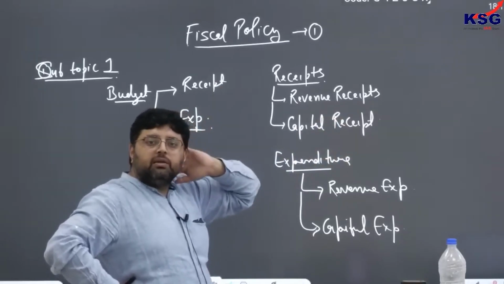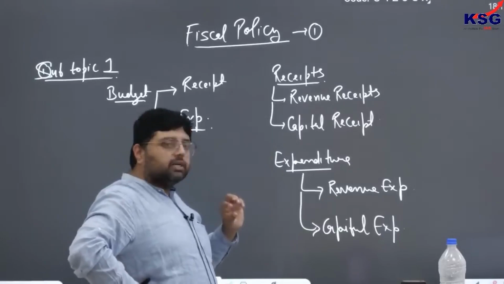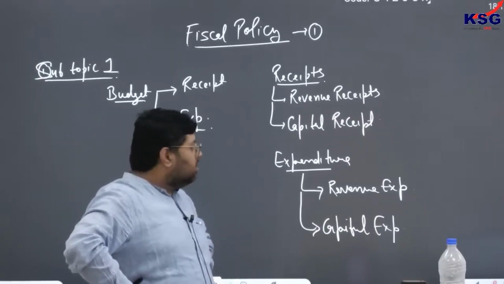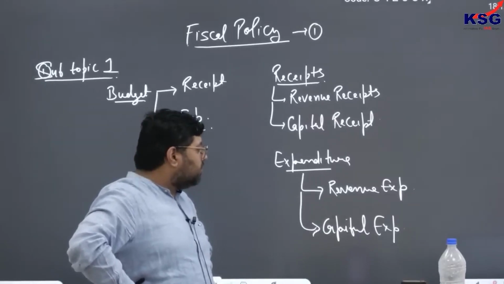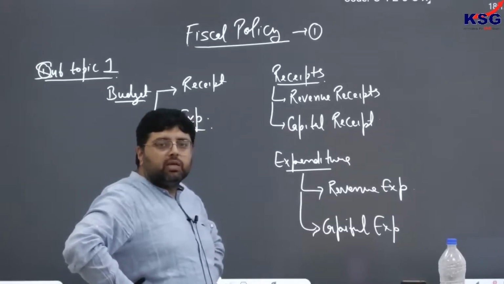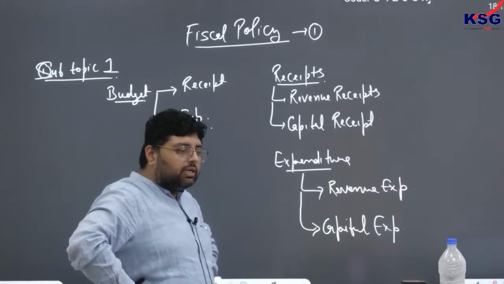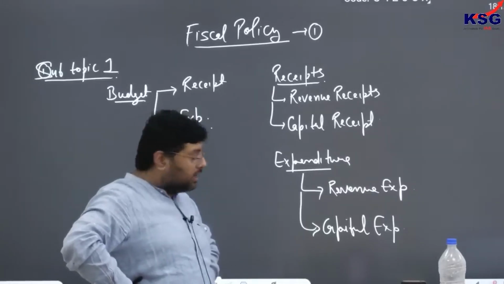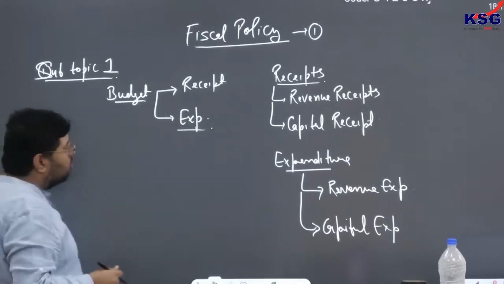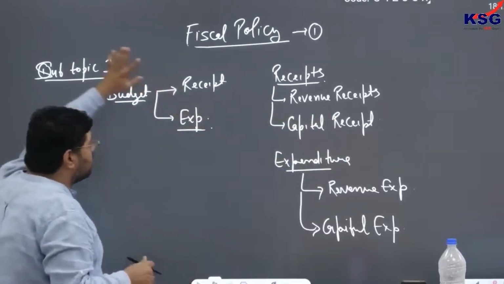Many times they have asked which of the following is or are part of revenue receipt, which is or are part of capital receipt, which is or are part of revenue expenditure, and which is or are part of capital expenditure. Whatever items are there, you must know whether it is there or not. So accordingly you can find the answer. If you know the items you will easily find it. So we see them one by one.